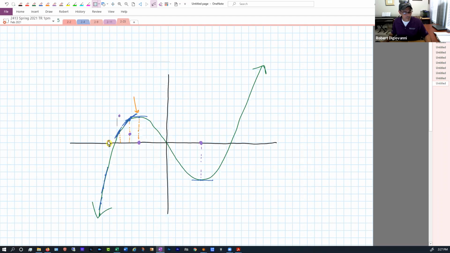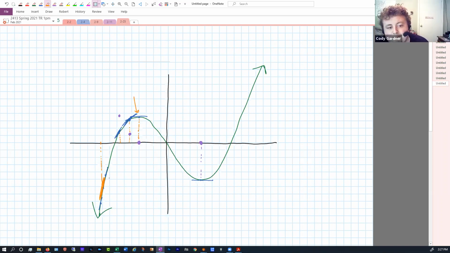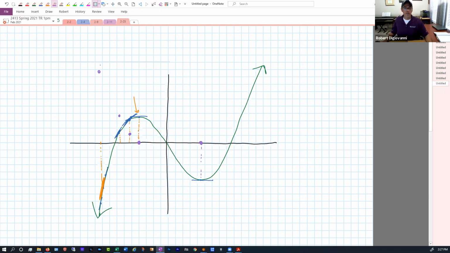And Cody, as I keep moving to the left, let me go all the way over here, and I go down here. These are still positive slopes, right? Yes. But they're really steep, which means a bigger positive number. So it would be positive numbers up here.